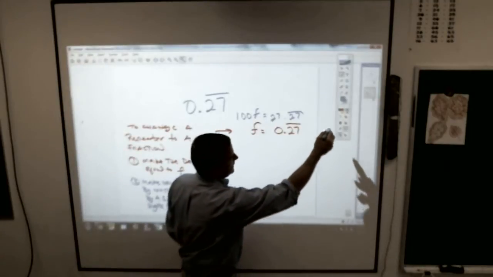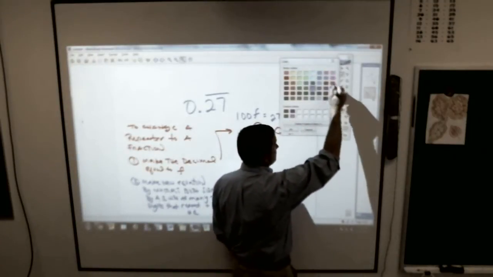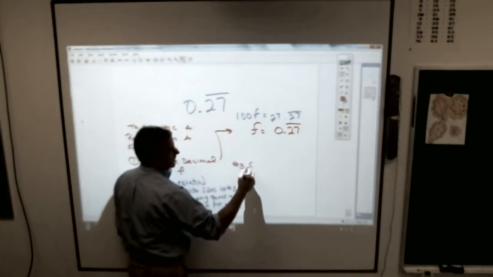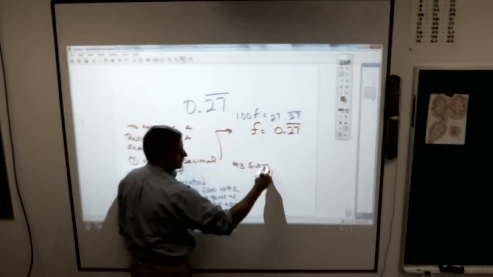Step number 3, here's the beauty of the system. Number 3 is you subtract the 2 equations.